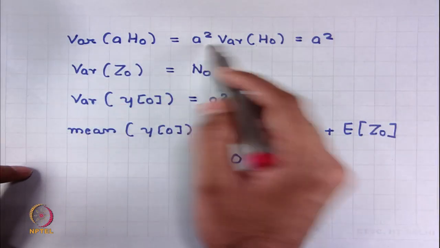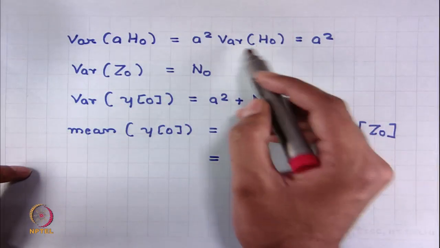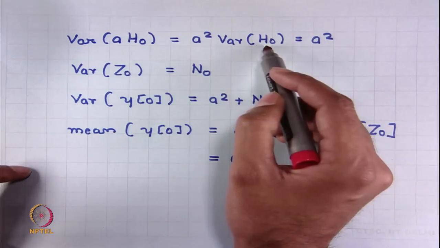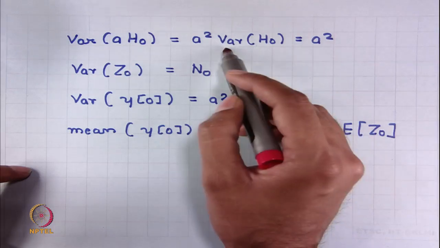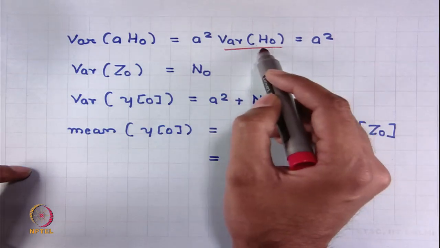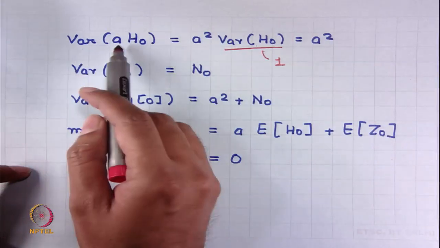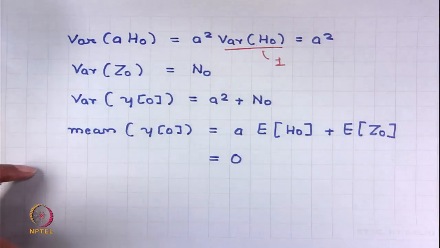Okay. So, if we want to find the variance of A times H naught, this is simply A square times the variance of H naught, and we have already assumed that this channel has a variance of half in one real dimension. Thus, this will have a variance of 1 in complex dimension. Okay. So, the variance of H naught is simply 1, and hence the variance of A times H naught is A square.